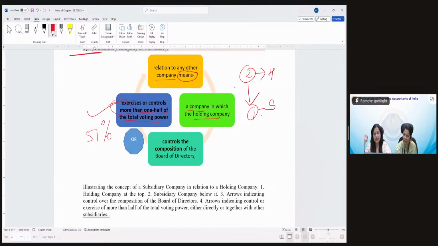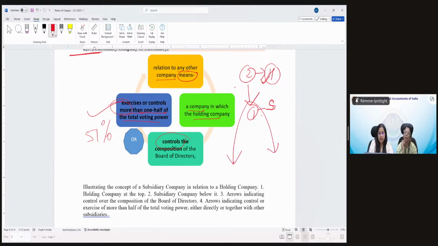So then there are two limbs to this. This is a company, and in relation to this, there is a holding company. A company in which the holding company can do two things.